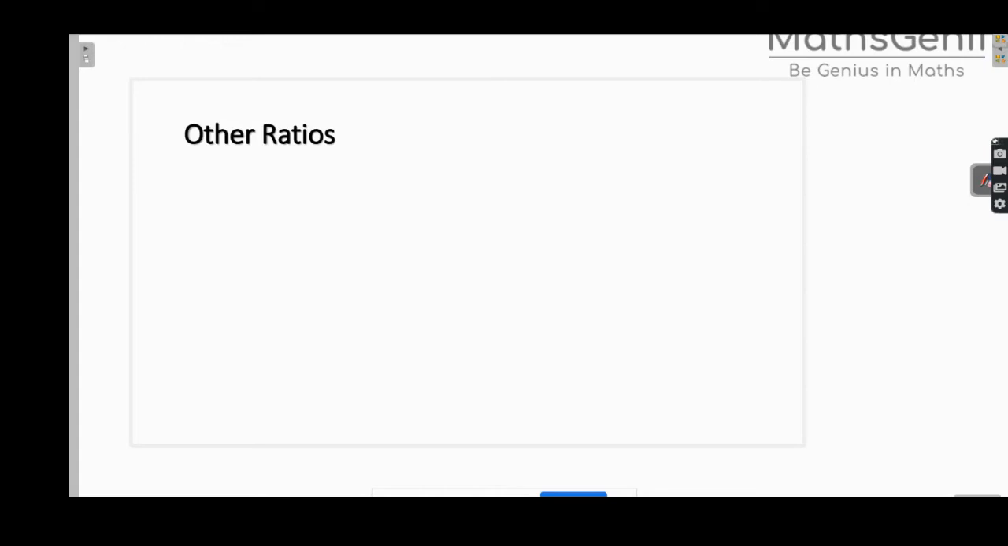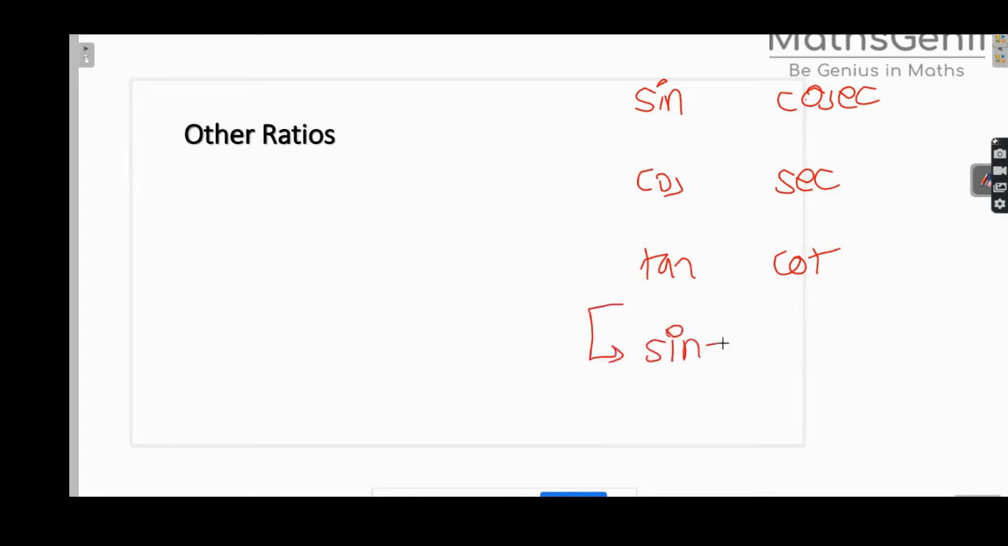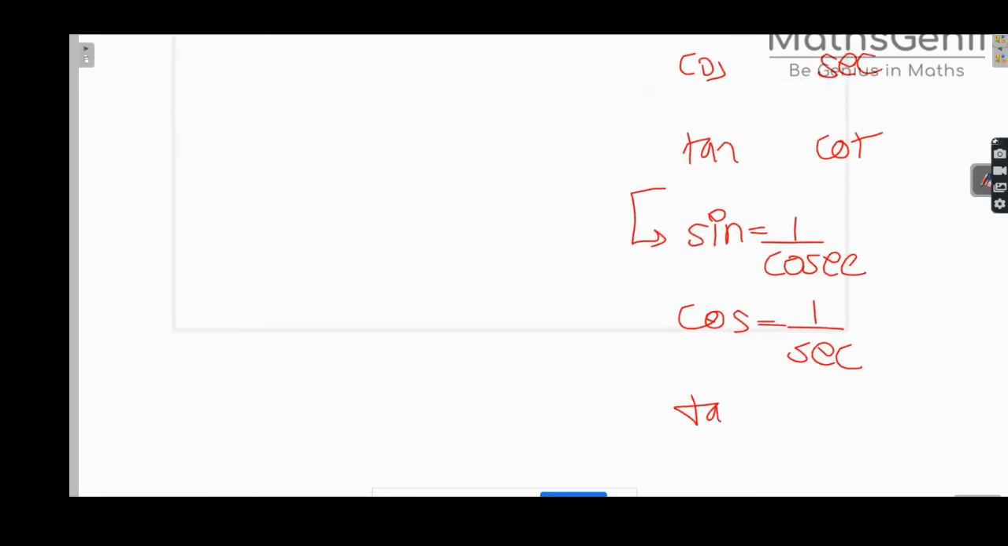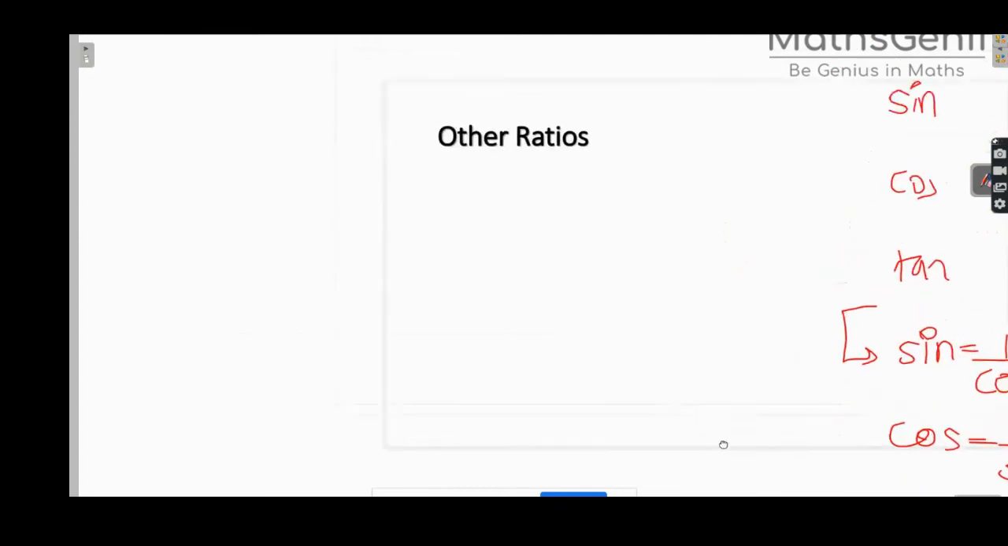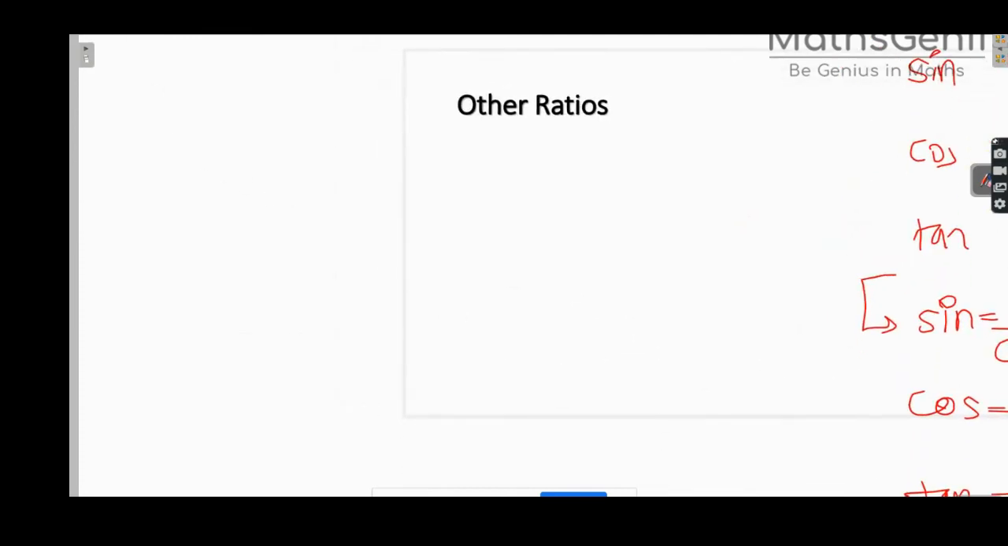We just saw some examples wherein I told you that you have sine, cos, tan, cot, sec, cosec. So you have these basic ratios, right? So I told you that sine is the reverse of cosec, cos is the reverse of sec, and tan is the reverse of cot. I had told you this, right? But there are other formulas also which you need to know.